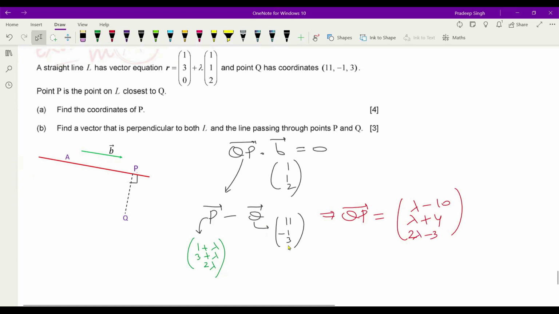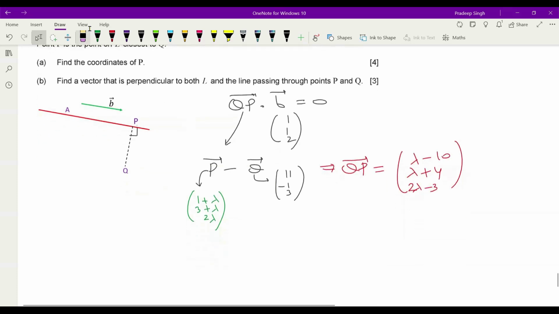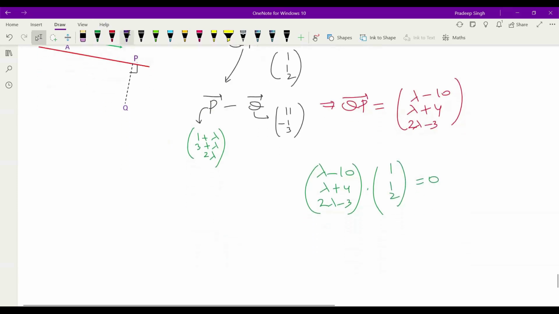That's the QP vector. Now let's take the dot product of QP vector with the B vector and put that equal to 0. So QP vector, which we have found, is lambda minus 10, lambda plus 4, and 2 lambda minus 3. We take the dot product with the B vector, which is 1, 1, 2, and we put that equal to 0. Now let's multiply all the components together and then we add them. So (lambda minus 10) multiplied by 1 plus (lambda plus 4) multiplied by 1 plus (2 lambda minus 3) multiplied by 2 equals 0.